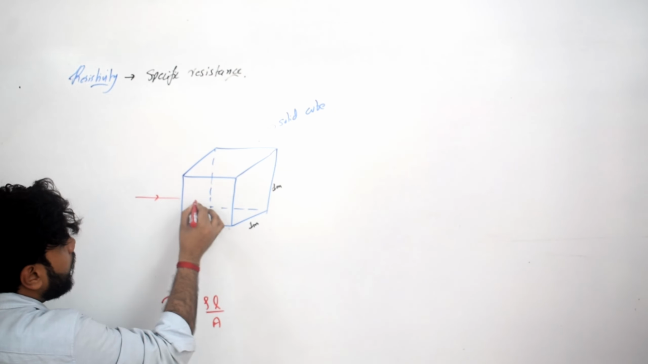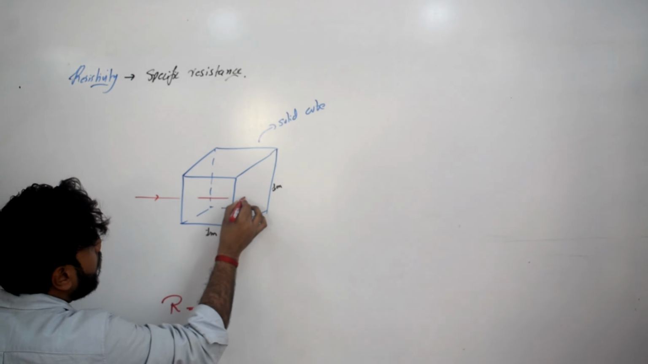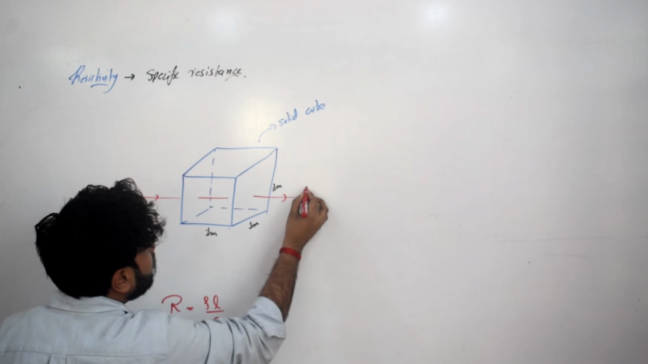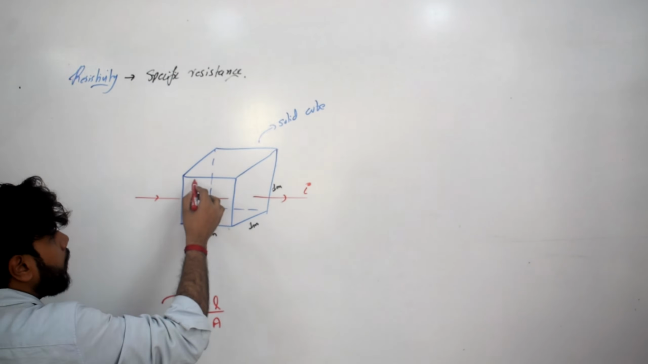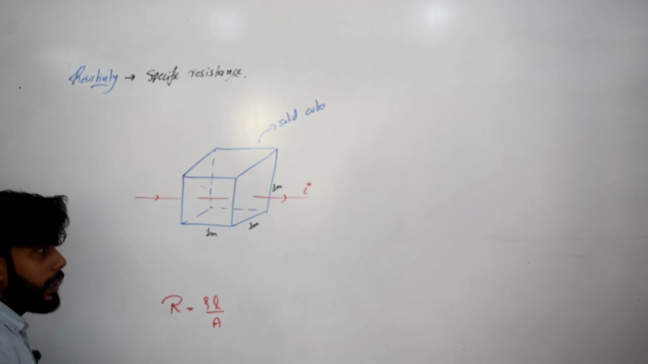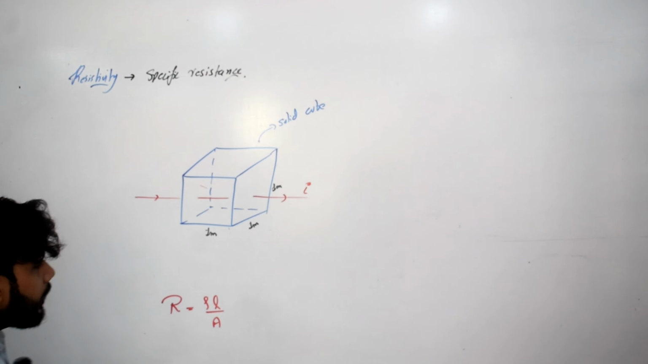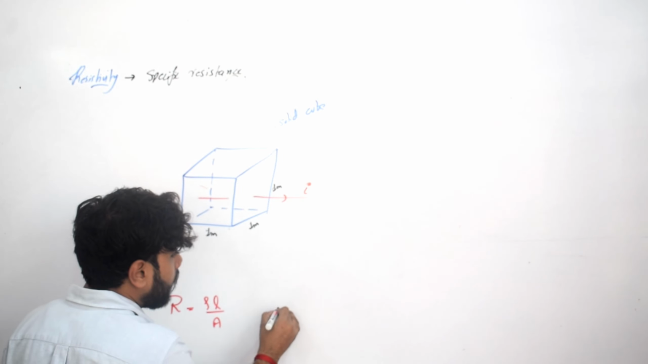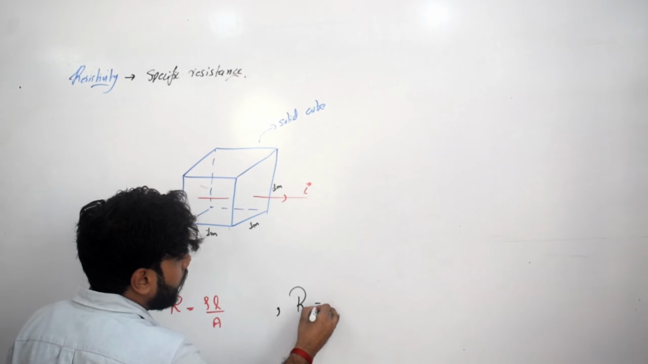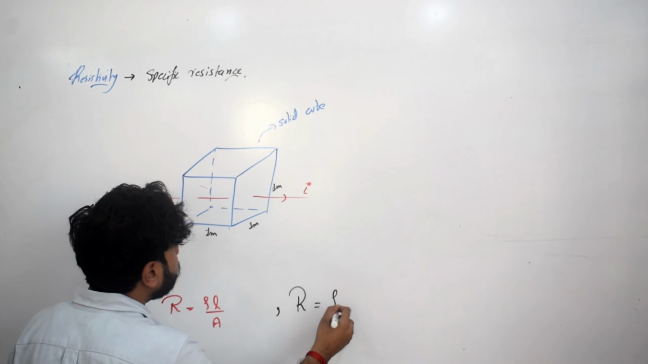So let's say current is entering from this face and leaving from this face. What area will we be taking? This area. And what length will we be taking? This length. So in that case, the resistance will come out to be what? Rho.